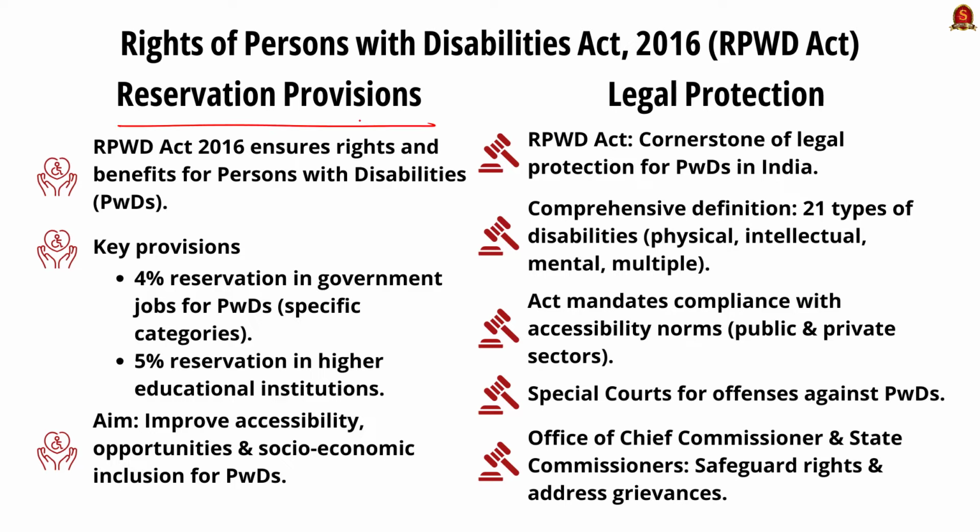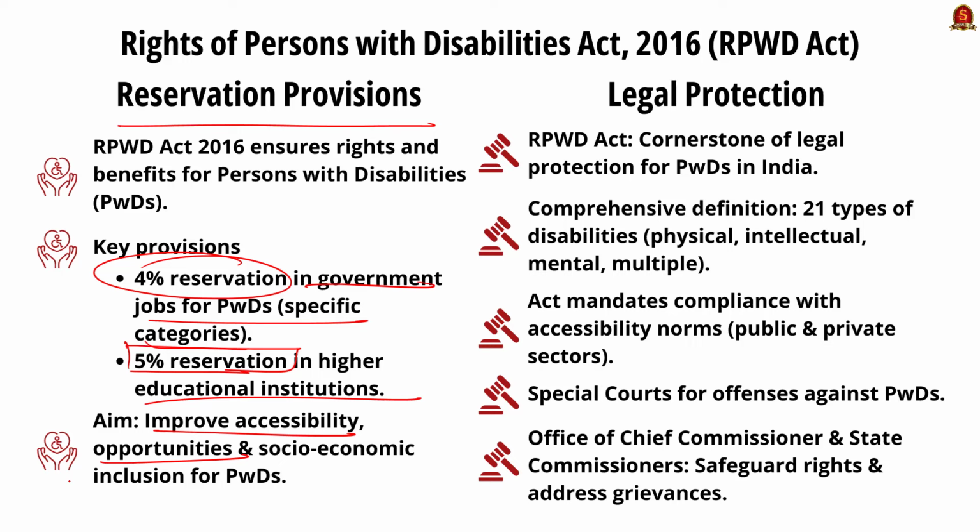The Rights of Persons with Disabilities Act 2016 ensures various rights and benefits for people with disabilities. One of the significant provisions is the reservation in government jobs and educational institutions. The Act mandates a 4% reservation in government jobs for the physically disabled, extended to specific categories of disabilities. Additionally, the Act ensures 5% reservation in higher education institutions. These provisions aim to provide accessibility and opportunities for the physically disabled in India, promoting their socio-economic inclusion.